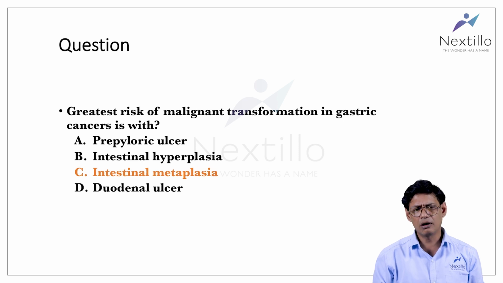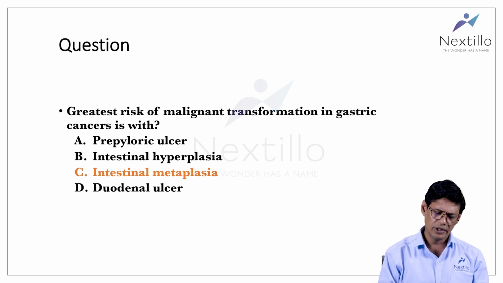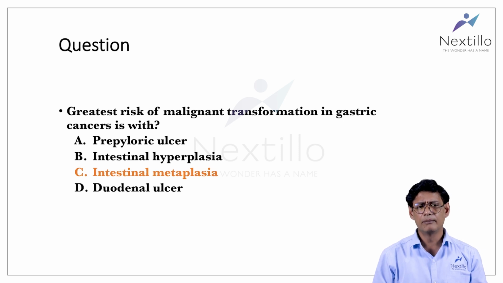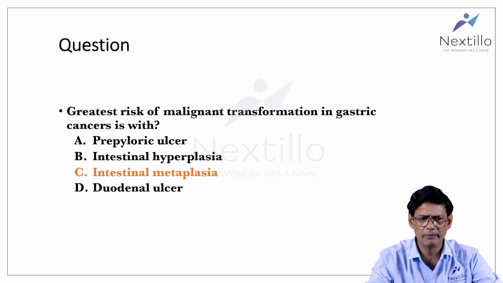Duodenal ulcers, on the other hand, don't have any risk, or there is very minimal risk, for malignant transformation. Intestinal hyperplasia also has minimal risk for malignant conversion. Pre-pyloric ulcers are the same as duodenal ulcers. So the answer in this condition is intestinal metaplasia.